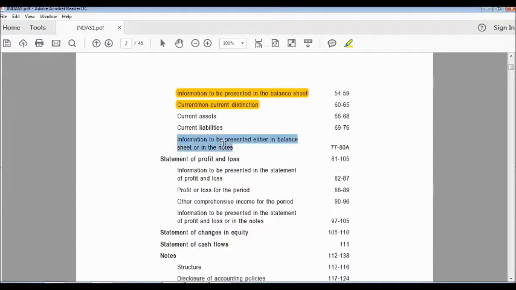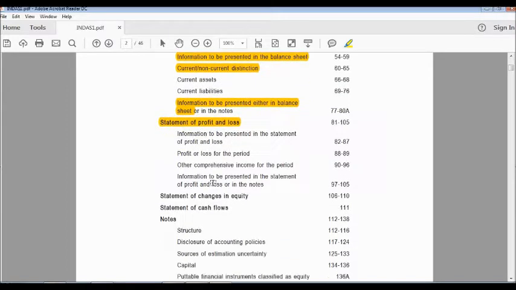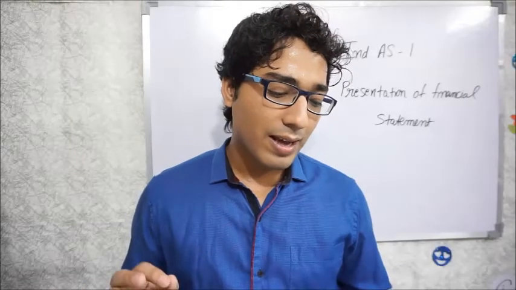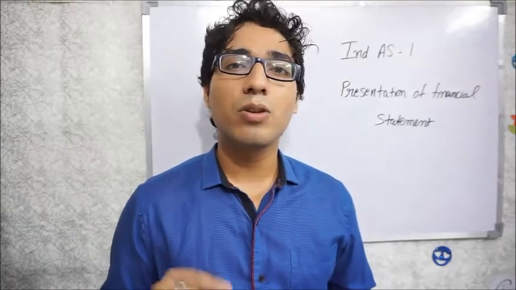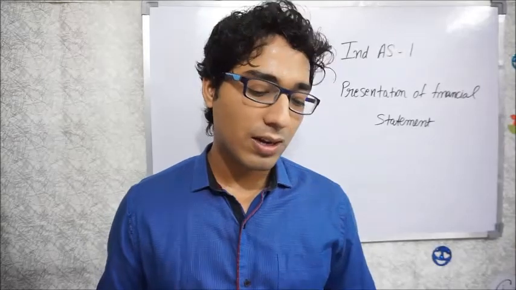And then the second segment is the statement of profit or loss, extensively given in detail: information to be presented in the statement of profit or loss, then profit or loss for the period, other comprehensive income for the period. This is a new term, which is other comprehensive income.